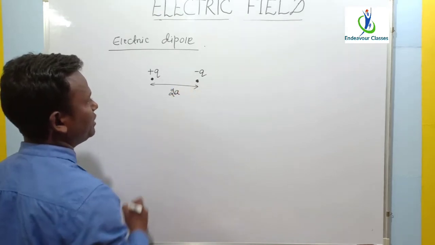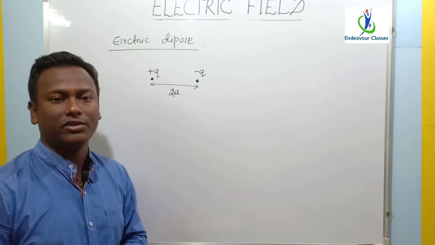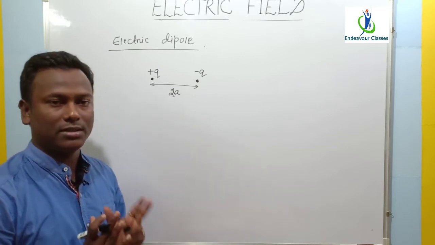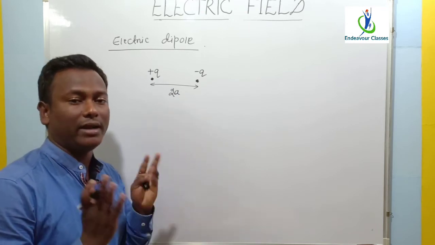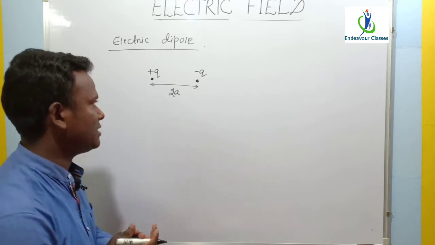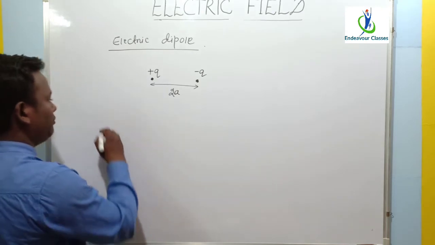Suppose the distance is 2a. Then this arrangement is called an electric dipole. So an electric dipole consists of two equal and opposite charges separated by a finite or small distance, you can say. Now coming to the dipole moment.